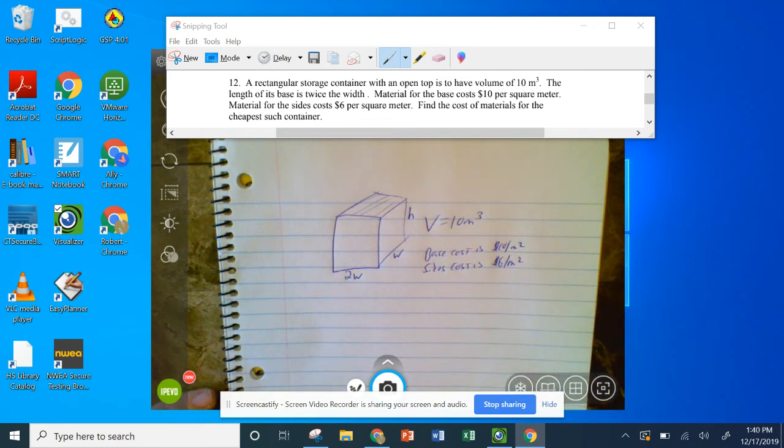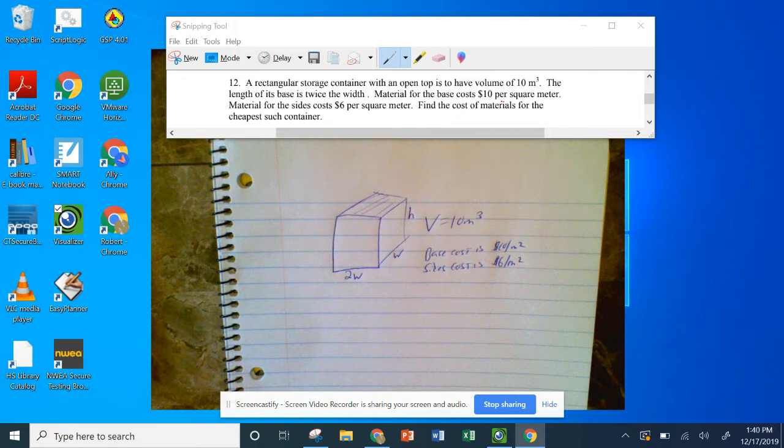At some point, we're going to have to find a formula that deals with cost, since it says find the cost of materials for the cheapest such container. Materials translates in my mind to surface area, but then they want us to use cost. So first I probably want to come up with a formula for surface area and then figure out how the cost connects to that.